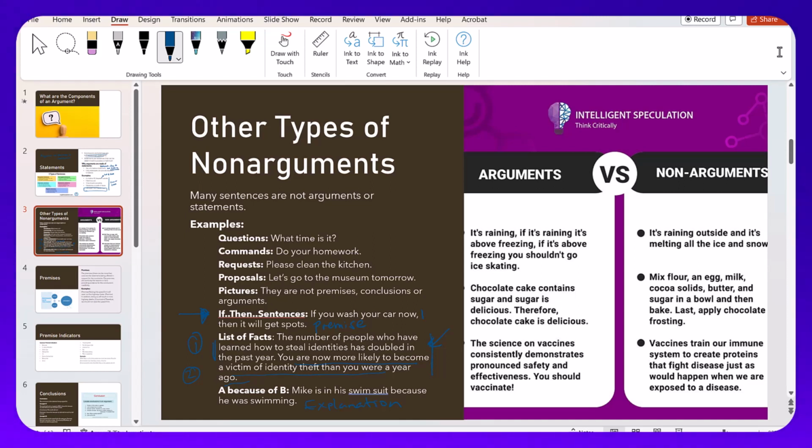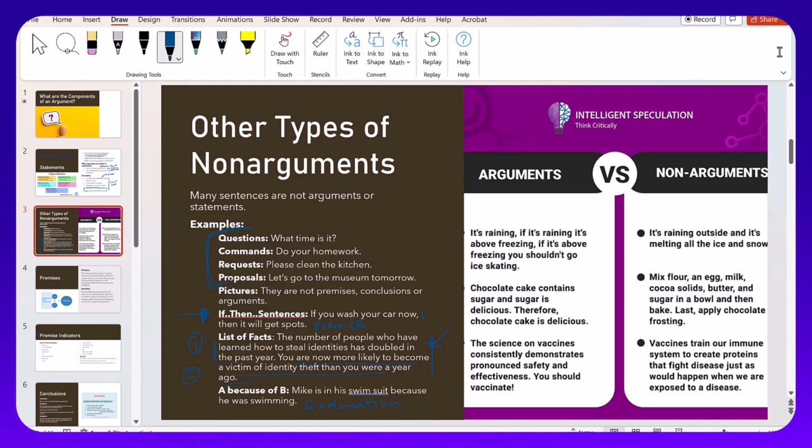Okay, so don't worry, that will be our next topic. We're going to look at mapping and ordering to break down sentences, statements, and passages to determine if they're an argument, because I think these are the ones that are tricky and can become complicated when you're trying to figure it out. And then there's questions, commands, requests, proposals, right?